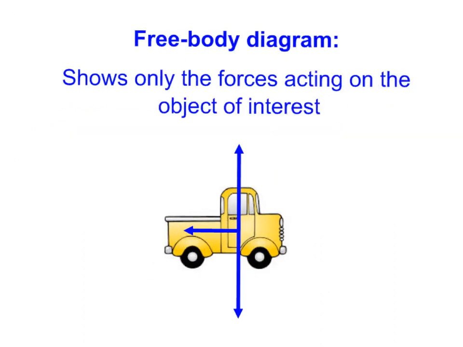So in a force diagram, the vector arrows represent all the forces acting in a particular situation on whatever objects are involved. Something called a free body diagram is a diagram that shows only the forces acting on a particular object of interest. So in this case, here's a free body diagram of the little truck from our last force diagram. The free body diagram simply takes the object of interest and shows the forces acting on that object of interest.